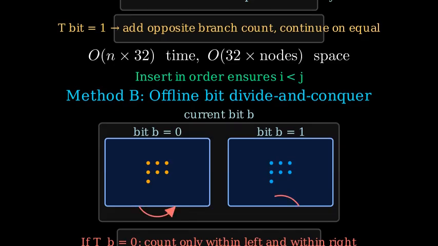Within counting means we take pairs from the same bucket and go down 1 bit. Cross-counting means we take one element from the 0 bucket and one from the 1 bucket and continue checking the remaining lower bits. We do this bit by bit from the most significant down to 0.